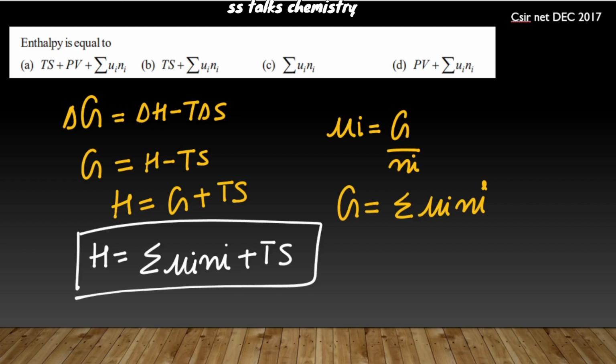So based upon this, looking at the options, first, an extra PV factor has been included. That makes it incorrect. TS plus the summation of mu i into Ni, option B becomes the right answer in this.